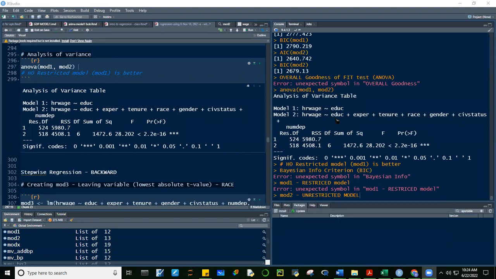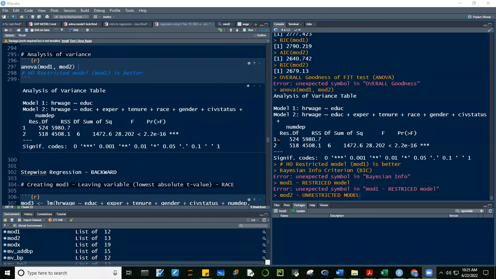Okay, pause muna ako. Clear ba so far, guys? When we're comparing two models, ano yung pwedeng gamitin? AIC nila and BIC. The smaller, the better. Or you can directly also use the analysis of variance, where the null hypothesis is that the restricted model is better, or the one with fewer independent variables is better. Okay, thank you. All right.